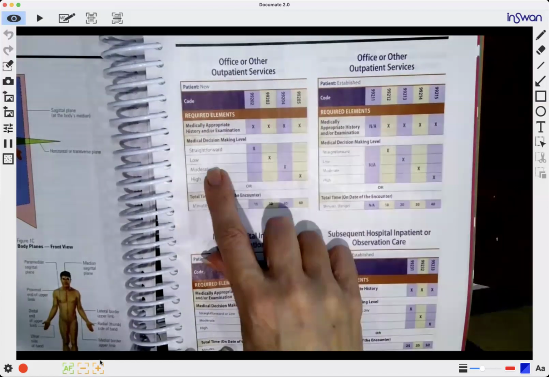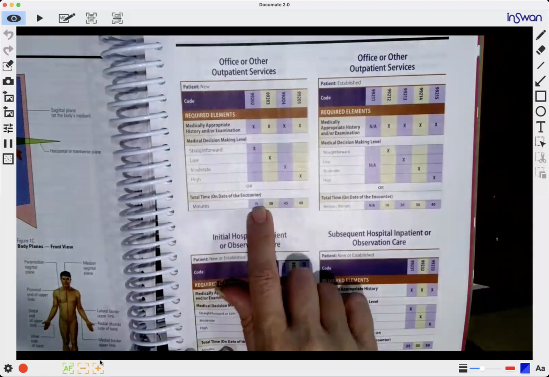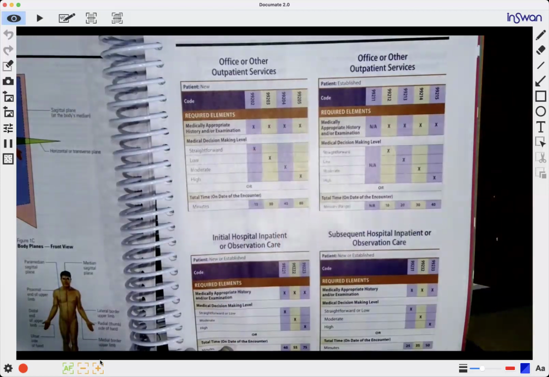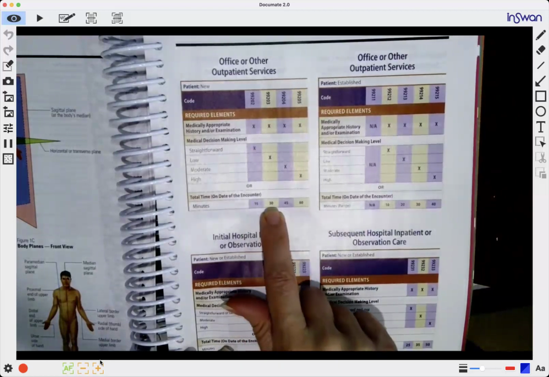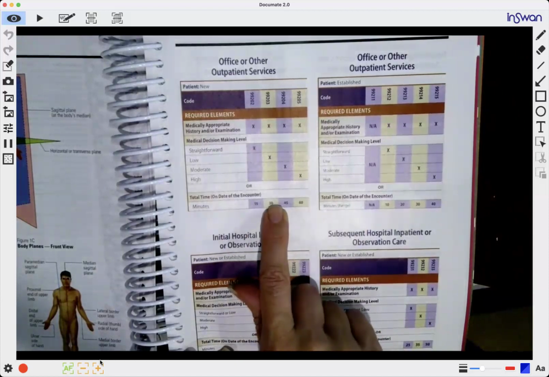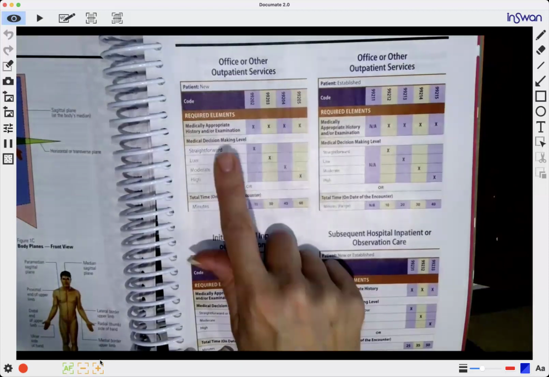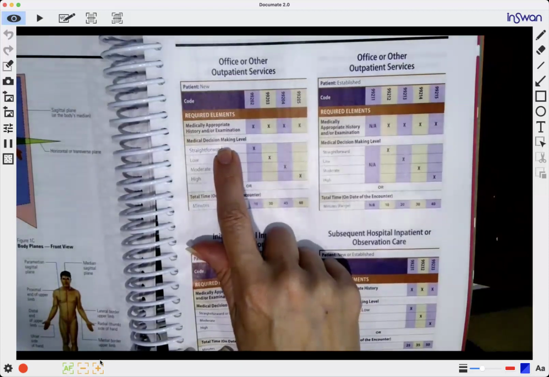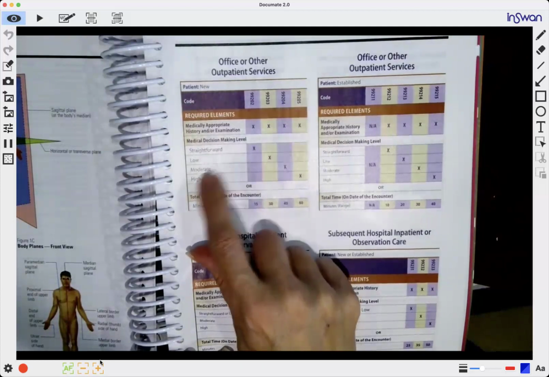And what you're going to do is figure out, okay, what is my level of medical decision making or time? So remember, we said total time could be a factor. If they've documented the time spent and they say that they spent 30 minutes, then you could use time as a factor and you would end up with 99203. Then we have the elements of the medical decision making. Was it straightforward, low, moderate, or high?